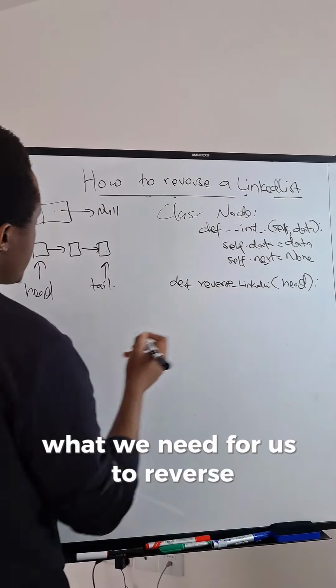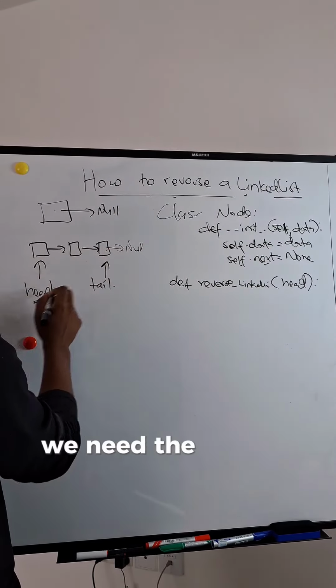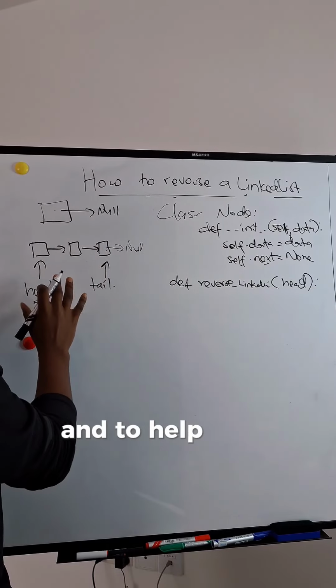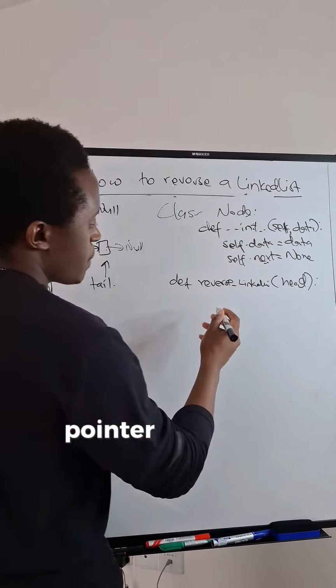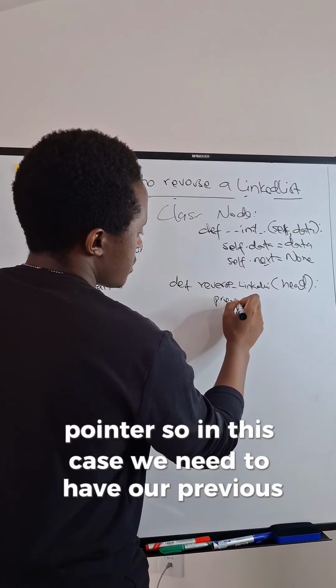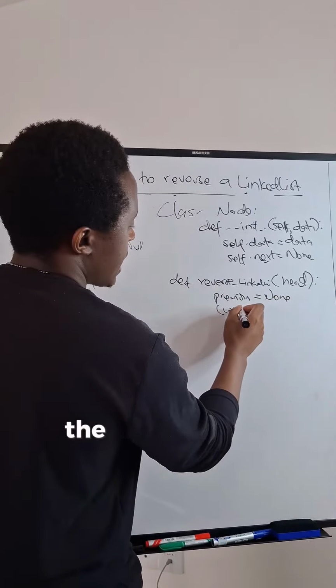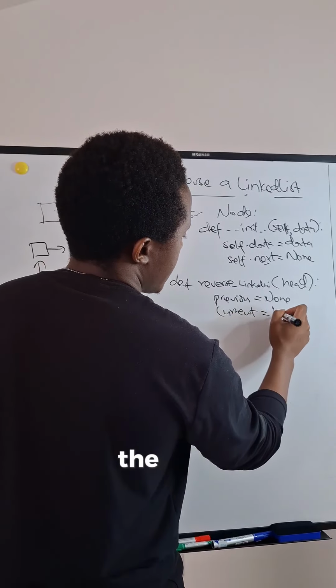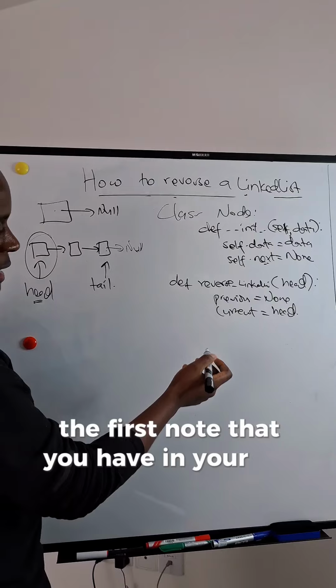For us to reverse a linked list, we need the head, because remember, this is of course pointing to null. We need the head to point to null. To help us do this, we need two pointers: a previous pointer and a current pointer. So we need our previous to be None, right? Then we need our current. The current node that you're working with is the head, the first node that you have in your linked list.